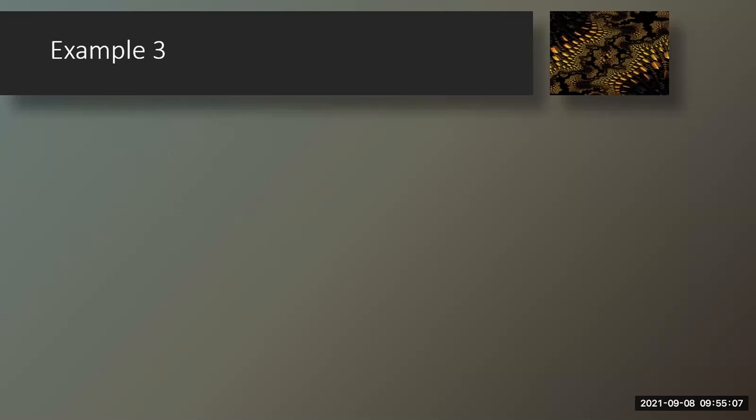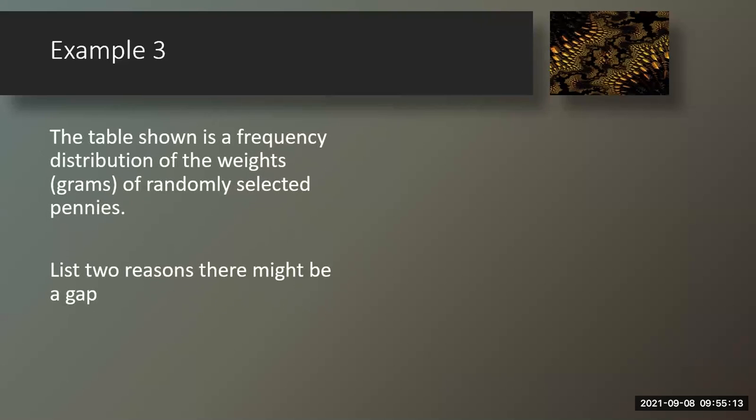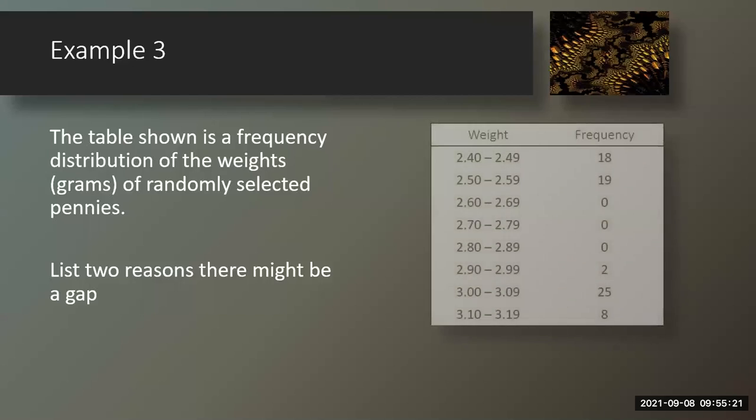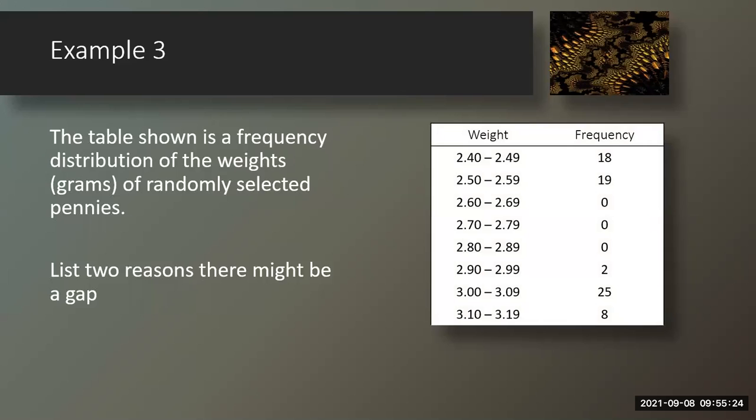Here's another example. This one isn't about normal distributions, it's about data itself. We have a table that shows the frequency distribution of weights of some randomly selected pennies. There's going to be a gap in the data. On the left side you've got the weights in grams, and on the right side you've got frequencies. If you take a look at that data, 3 of those classes in the middle have a frequency of 0. Why might there be a gap? There are a couple of reasons. Here again, what I would be looking for if I asked you a question like this is a cogent reply. There's not necessarily one single correct reply.